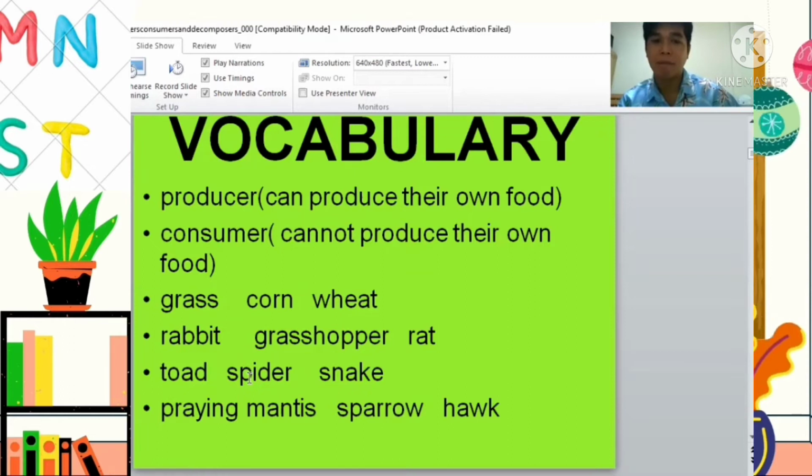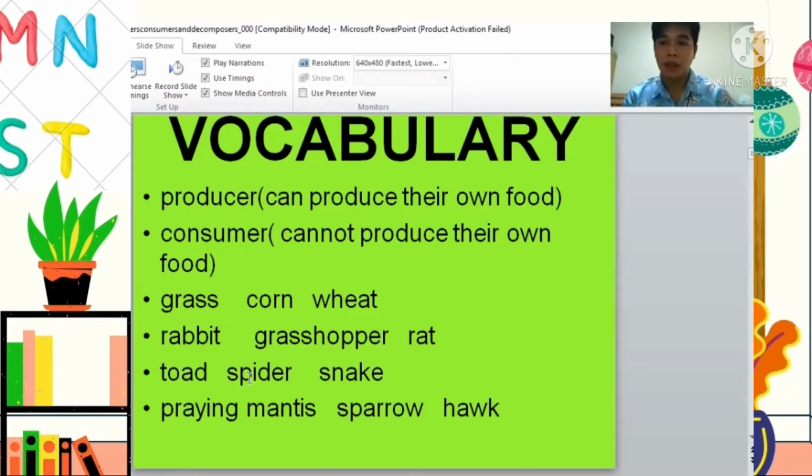Okay, next is grass. Grass. Repeat after Teacher JM. Next is rabbit. Next is toad. Praying mantis. Corn. Grasshopper. Spider. Wet rat. Snake. Sparrow and hawk.